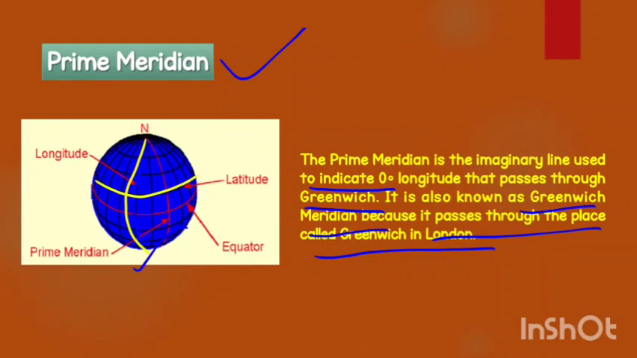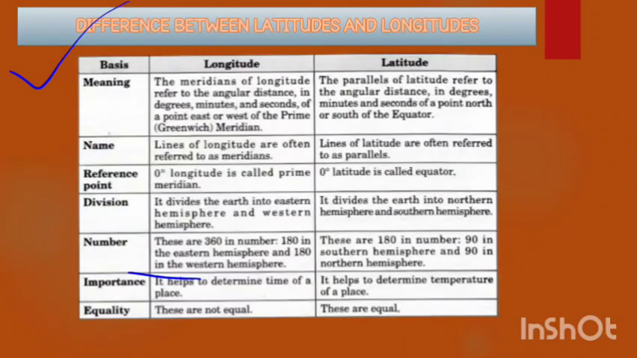In the case of longitude, the angular distance is measured with respect to the prime meridian. When we are measuring latitude, we use the equator. The lines of longitude often refer to meridians and the lines of latitude often refer to parallels. Zero degree longitude is called the prime meridian, and zero degree latitude is called the equator. The prime meridian divides the earth into the eastern hemisphere and the western hemisphere.